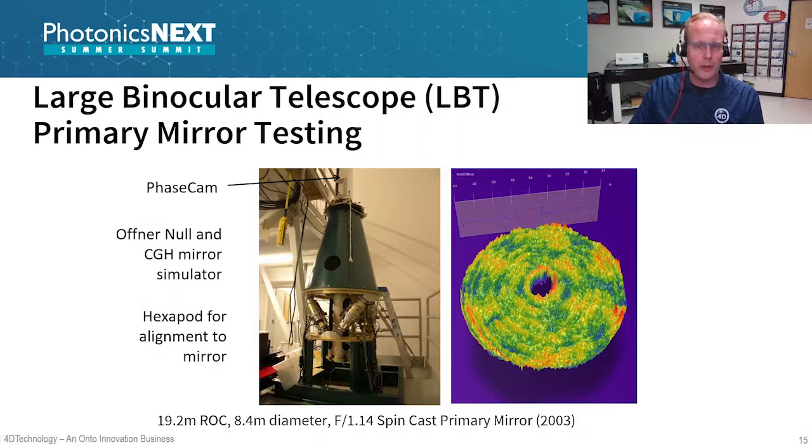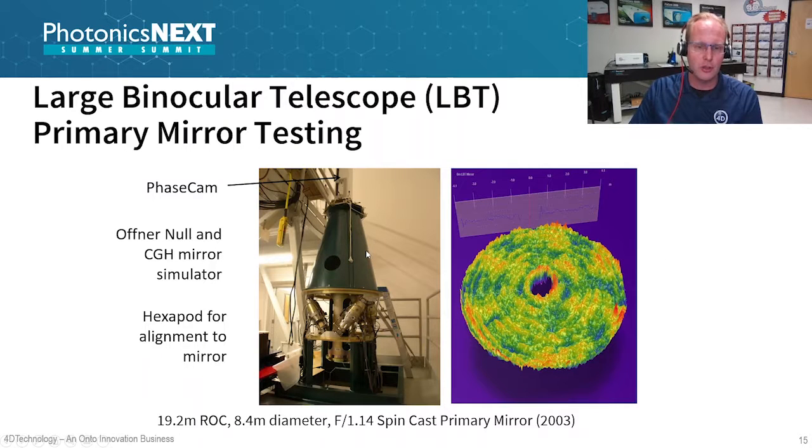Another telescope where the PhaseCam, one of the dynamic interferometers, was used was the Large Binocular Telescope. And here you can see that the interferometer itself is up on top of the structure, and then it goes through a null and CGH simulator. And then you can see that down here at the bottom, the element was mounted in the hexapod to be able to align, and you get quick 3D data where you can look at how the structure is shaped, in the nanometer regime, and allows them to check the performance of their spin casting and what that structure looks like, even on this tall structure.